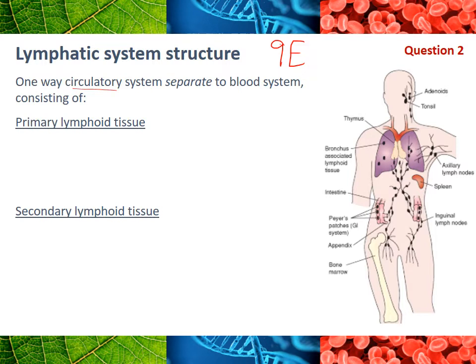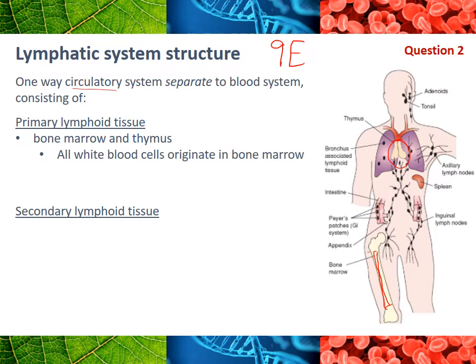It is separate to our blood system, okay? And it consists of 2 different types of tissue. We have primary lymphoid tissue, which is the bone marrow and the thymus. So the thymus is this gland here in the middle of your chest, and bone marrow is found in the hollow sections of all of our long bones in our body. Okay, so it could be in your leg, it could be in your arm. They all have bone marrow on the inside. They are called primary lymphoid tissue.